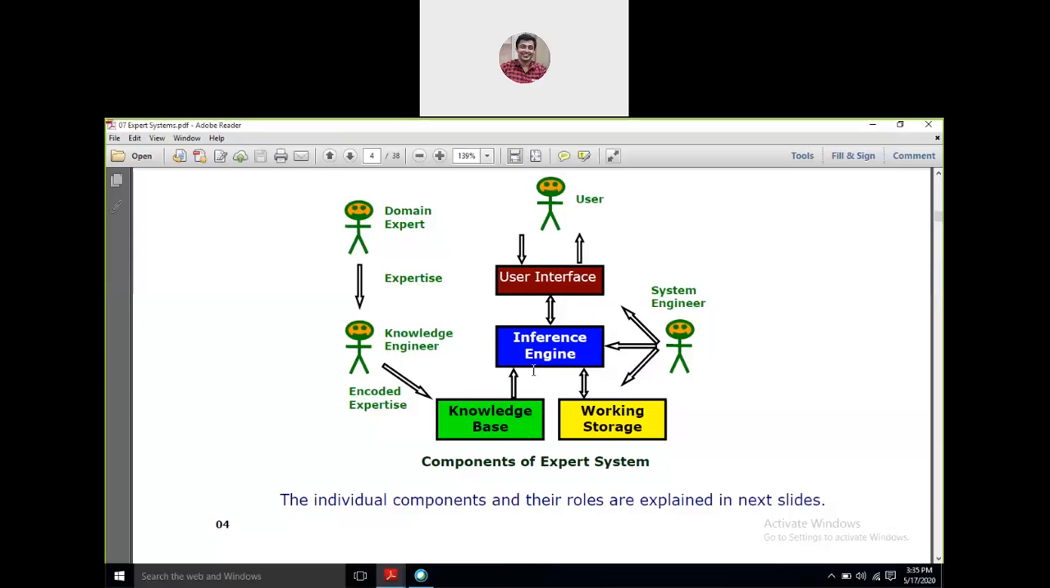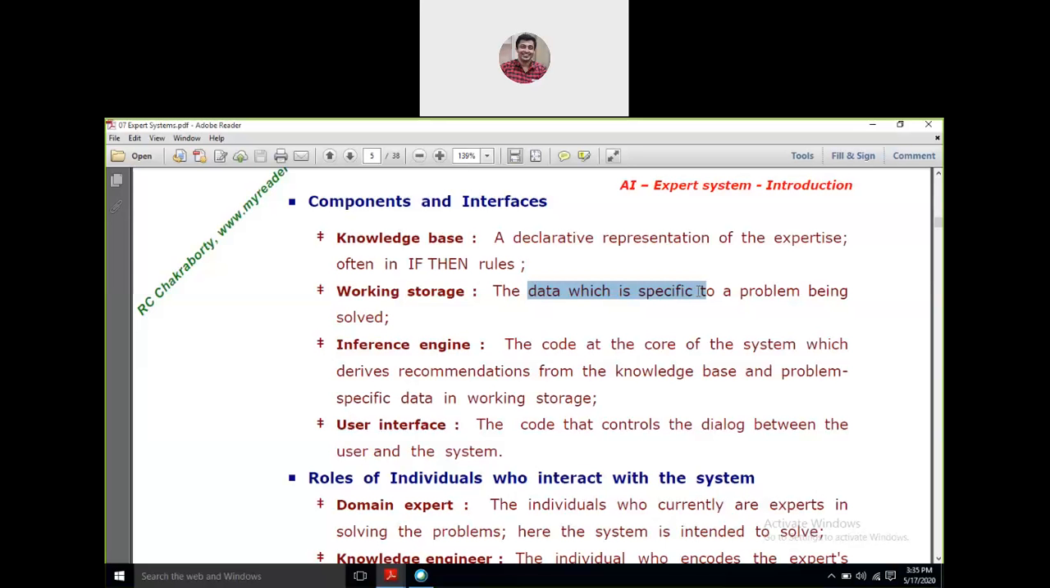So components and interfaces. What are the components that are there? Now we do have the knowledge base, we do have the working storage. In the knowledge base, we do have the declarative representation comprising of if-then rules. In the working storage, the data which is specific to a problem, that means that is being used at this present time for solving the problem, is stored in the working storage.